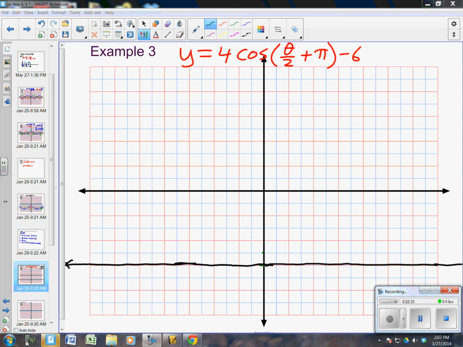And that right there is your new midline. That's step 1. Okay, what's step 2?